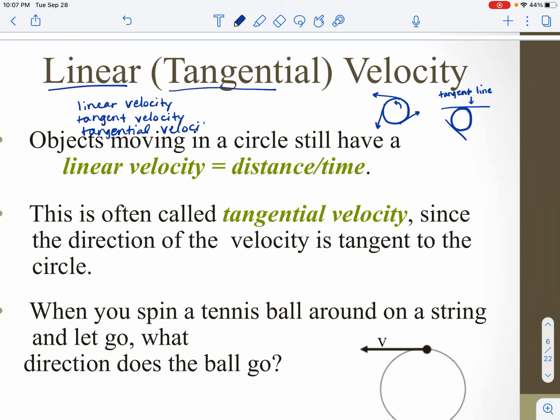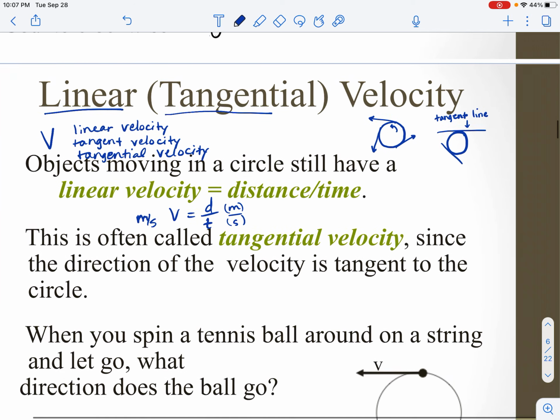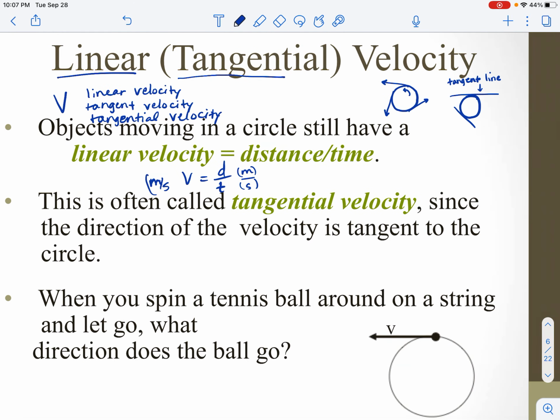They mean that we are talking about straight line velocity, which we represent in our class with the letter V. This is still V equals D over T. Okay? Nothing has changed. This is still going to be in meters. That's still going to be in seconds. So we are going to end up with a unit of meters per second for our linear velocity. Okay, so how does this relate to our circles?